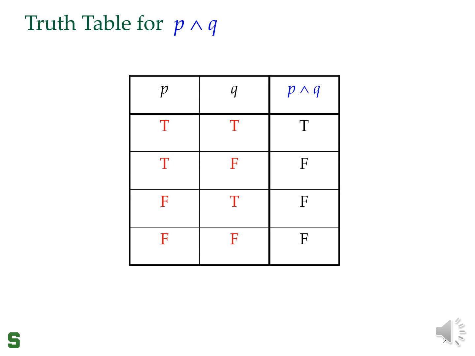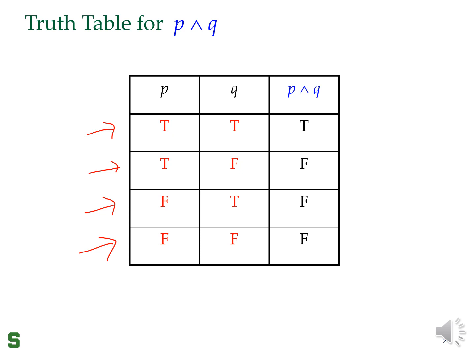The truth table for P and Q looks like this. So here we have two inputs, P and Q. If we have two inputs, each of them could be either true or false. That means we are going to have four possible rows in this truth table. The first row is for the case where both propositions are true. The second one is P is true, Q is false. Third one is the opposite, P is false, Q is true. Fourth one is both are false.